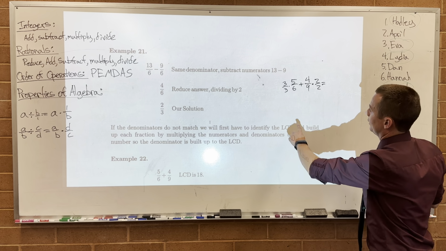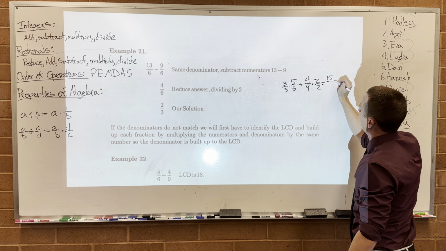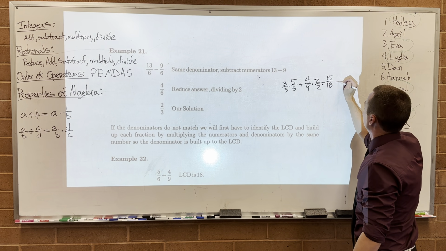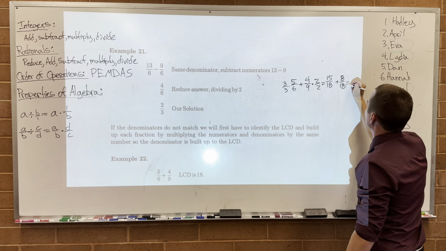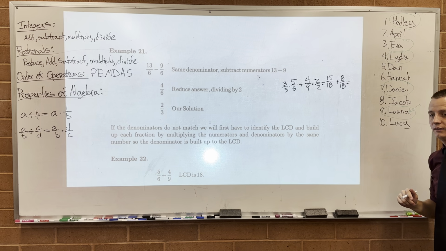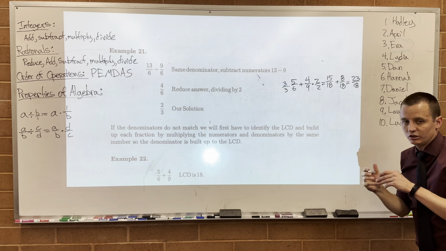And that leaves us with, what do we have for this term? 15 over 18 plus 8 over 18. And now we know how to combine those. 15 plus 8 is 23 over 18. That's all there is to it.